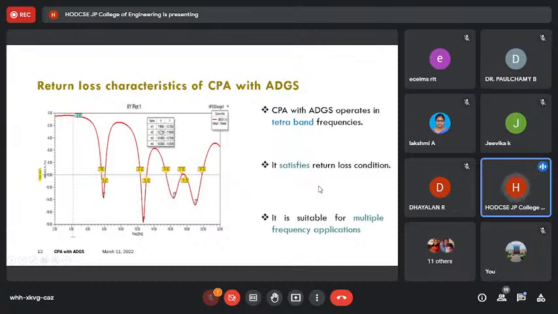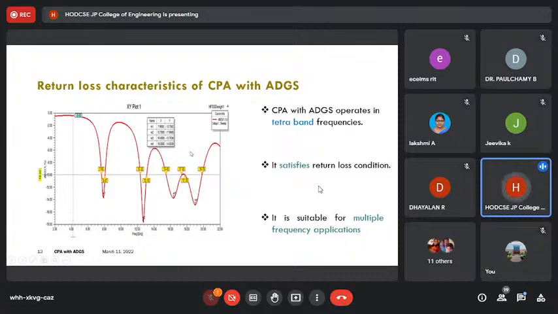At the resonant frequency 7.99, the return loss is -13.7. At the next frequency, 12.7, the return loss is -17.6. Next one is at the frequency 16.4, that is -13.7, and the frequency 19 gigahertz, that is -14.